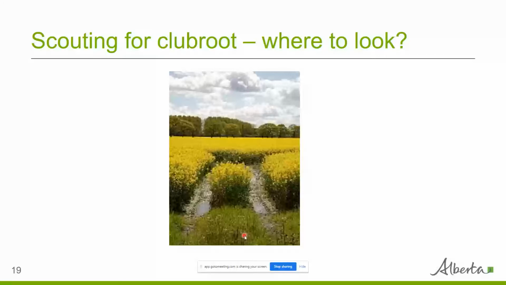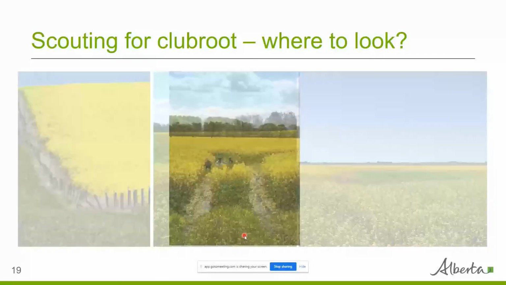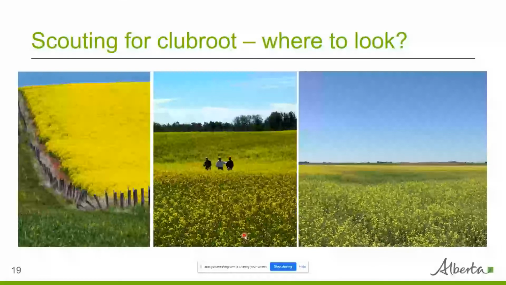That's going to be a good place to look. Shelter belts, fence lines, low spots. These are areas where either snow accumulates and then there's more moisture in the spring, or, if it's a low spot, it's an area where there's soil moisture for the pathogen. And so these are some examples of areas where you'd want to look proactively.